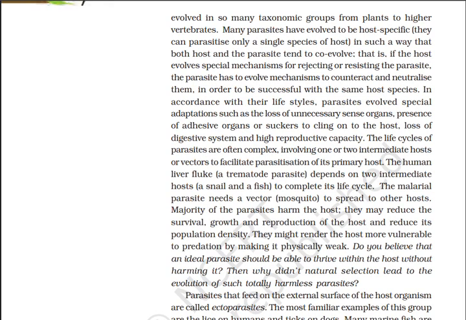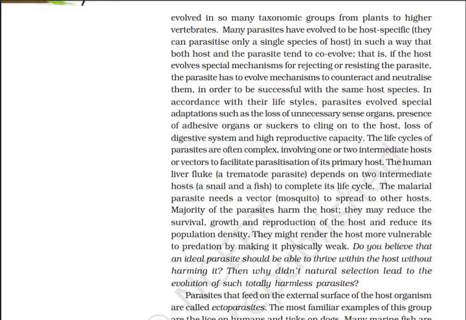In accordance with their lifestyles, parasites evolve special adaptations such as loss of unnecessary sense organs, presence of adhesive organs or suckers to cling onto the host, loss of digestive system, and high reproductive capacity. The life cycles of parasites are often complex, involving one or two intermediate hosts or vectors to facilitate parasitization of its primary host. The human liver fluke, a trematode parasite, depends on two intermediate hosts, a snail and a fish, to complete its life cycle. The malaria parasite requires a vector, mosquito, to spread to other hosts.